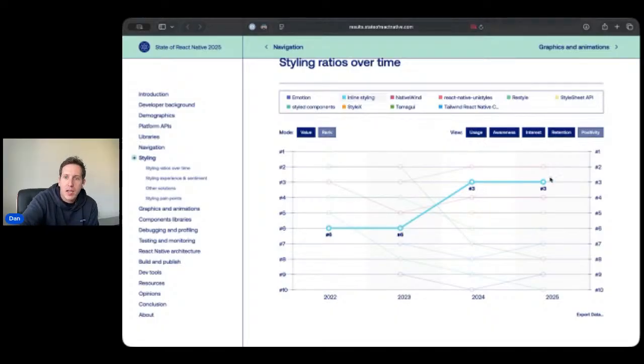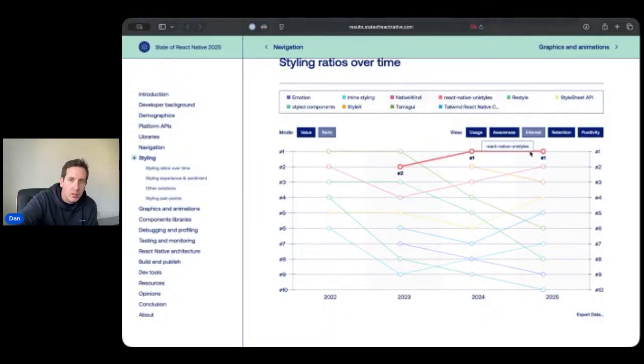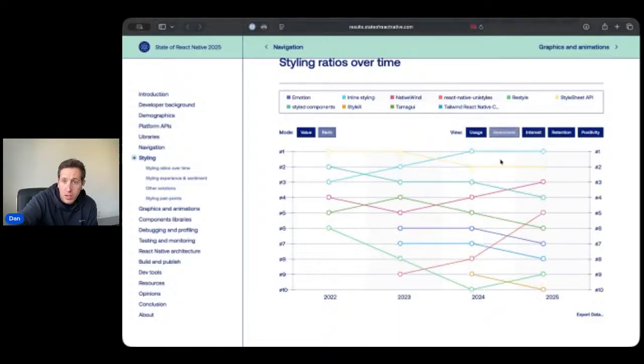And I am happy to see the rankings overall either staying the course roughly or increasing, usage wise, awareness wise. It's pretty good. Damn, Unistyles is doing real well. So yeah, all things considered, pretty good. Number 3, most awareness kind of thing.